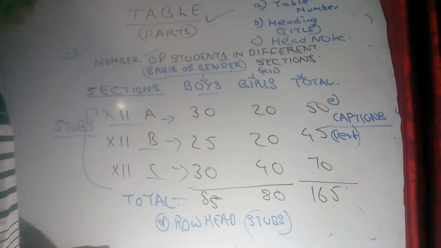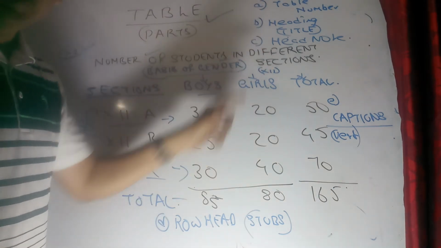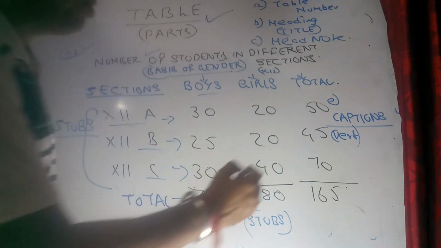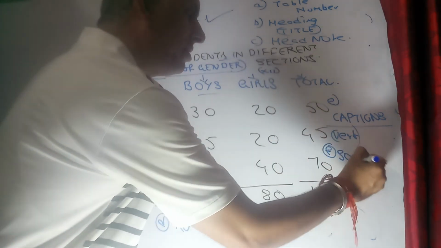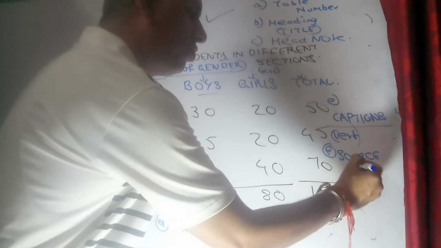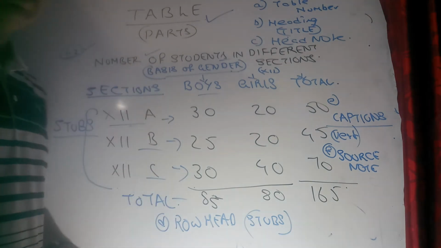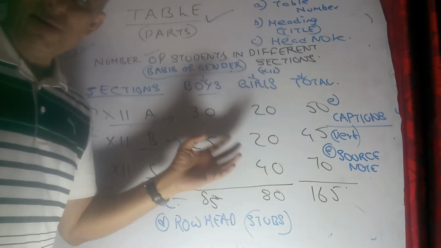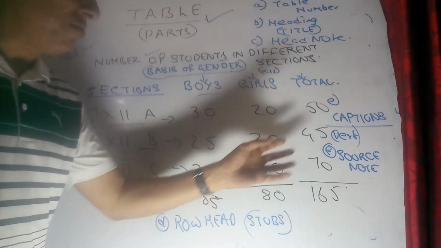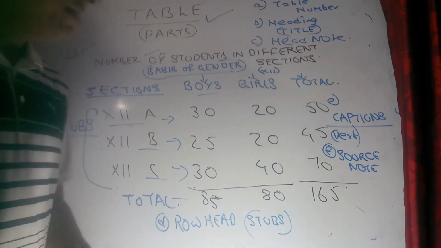Some more points to be noted. What else can there be? We have written the head note. Where this table has come from can be reflected through the source note. Suppose this table has been taken from a particular register of a school which takes account of it. You can give information on the same in the source note, right?